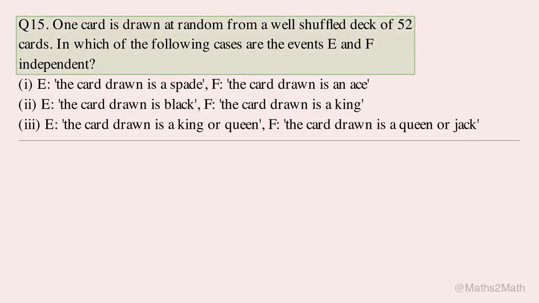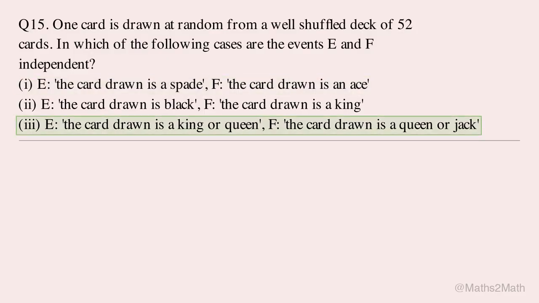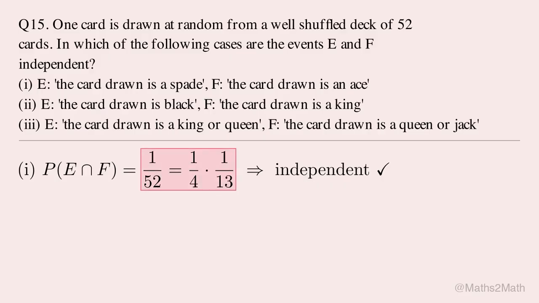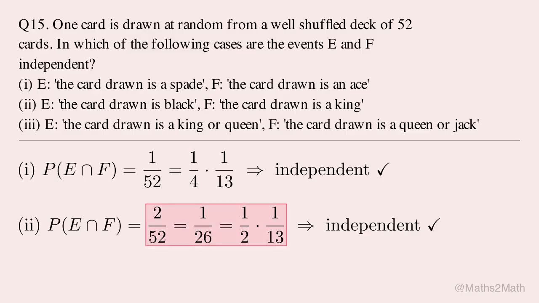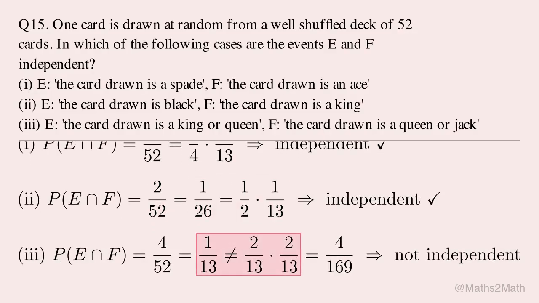Question 15. 3 card pairs to test. Parts 1 and 2 multiply cleanly. Part 3 does not. Part 1, spade is a quarter, ace is 1/13, and the ace of spades is 1/52, their product. Independent. Part 2, black is a half, king is 1/13, and a black king is 2/52, 1/26, again the product. Independent. Part 3, each event has probability 2/13, but their overlap, a queen, is 1/13, not 4/169. Not independent.